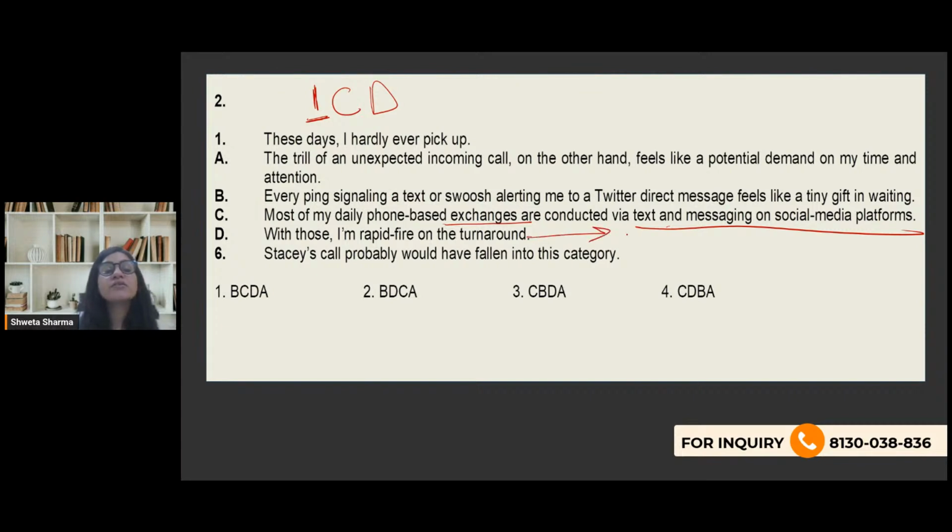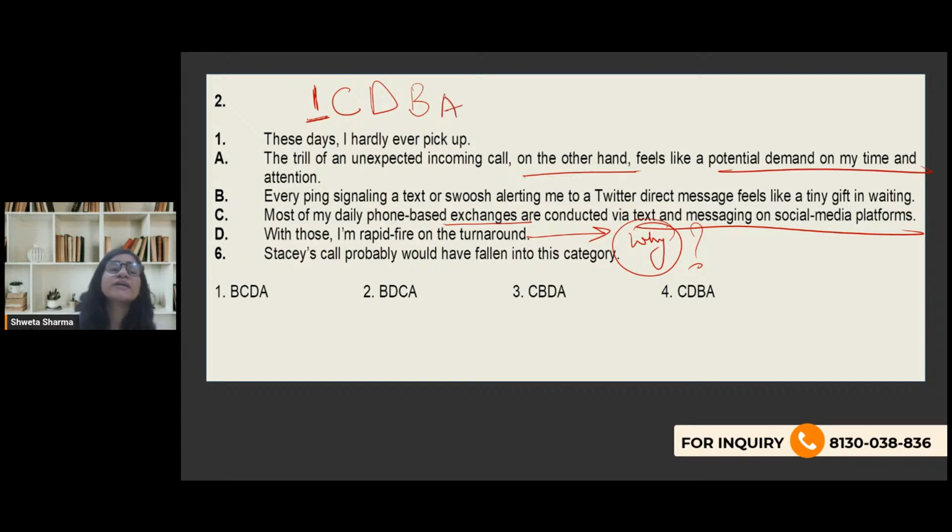Then I have a question, why? Why am I a rapid fire with those? So C, D. Then I go with B. Why? Because every ping feels like a message to me. Okay? It feels like a gift, tiny gift in waiting. And then I have A. Thrill of an unexpected incoming call, on the other hand, feels like a potential demand of my time.